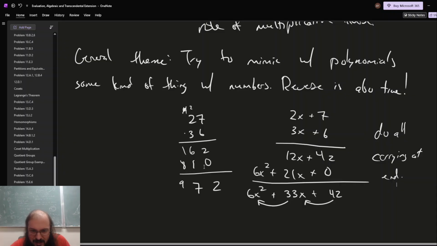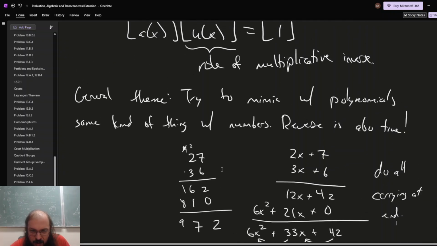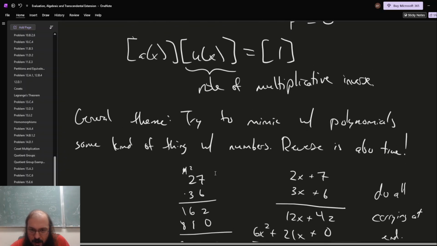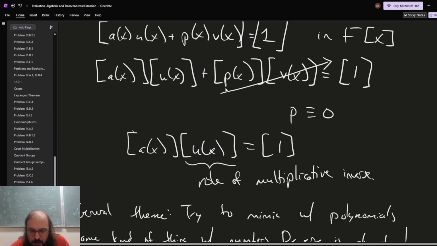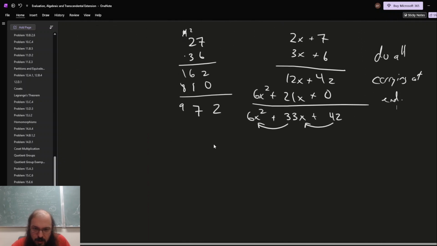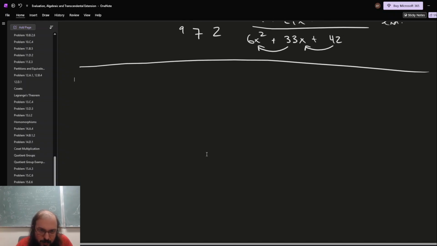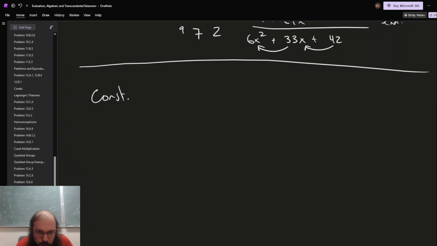All right, let's continue focusing on the task at hand. I have now constructed the desired field extension, although I should probably point out that after I've done this, I've set p of x equal to 0 in here. So let's take stock of where we are. We constructed a larger field.